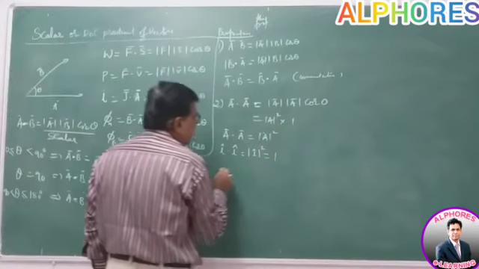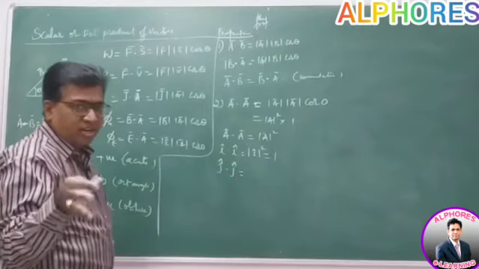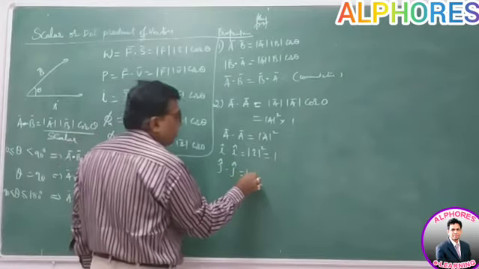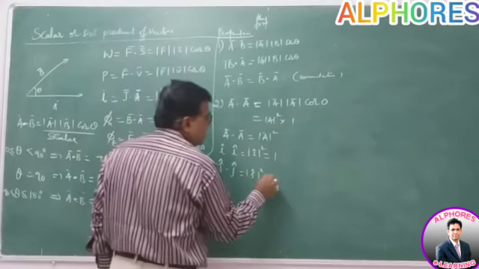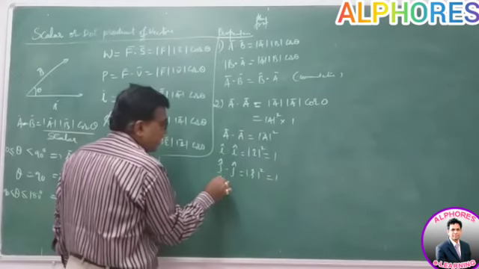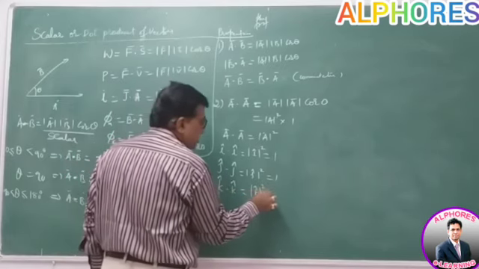So this is 1. Similarly, j cap dot j cap. j is a unit vector along the y axis, so it is mod j cap whole square, because the same angle is 0. This is also 1. So k cap dot k cap is also mod k cap whole square. This is 1.